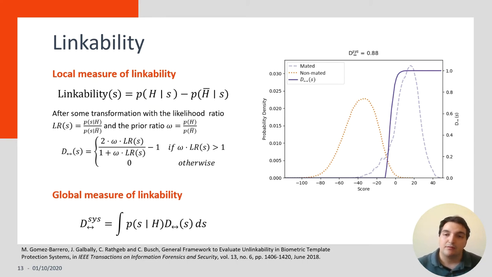We can see it easily in the figure on the right because we have the two distributions of mated and non-mated. Then the linkability will be high for the cases where the mated distribution is separated and non-overlapping with the non-mated distribution. Overall, this is what linkability does. It computes the overlap between the two distributions.